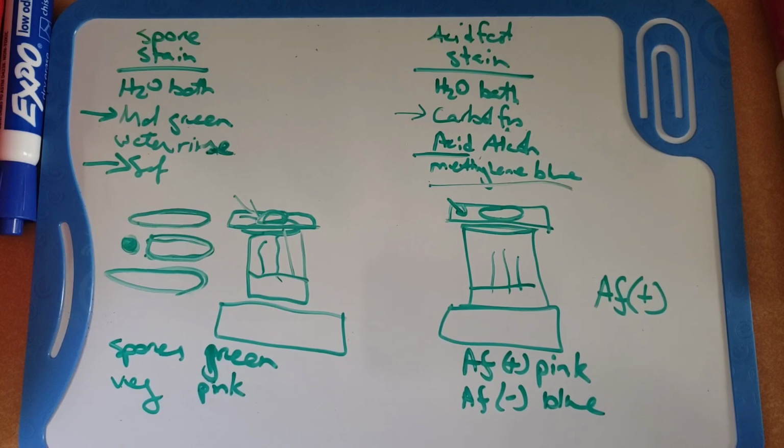So acid fast negative bacteria would be any other bacteria, E. coli, Staph aureus, because of this. So yeah, I hope this helps.